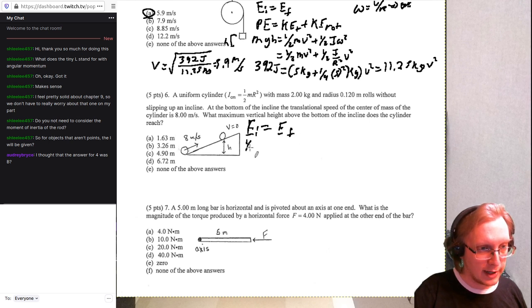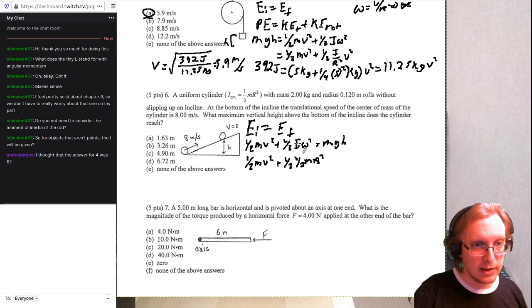Energy initial, we start with 1/2 mv squared plus 1/2 I omega squared is equal to mgh. Rolling through again, we end up with 1/2 mv squared plus 1/2 I, we are told is 1/2 mr squared. And then omega, using the same omega up here, becomes v squared on r squared. Those cancel out. Is equal to mgh.